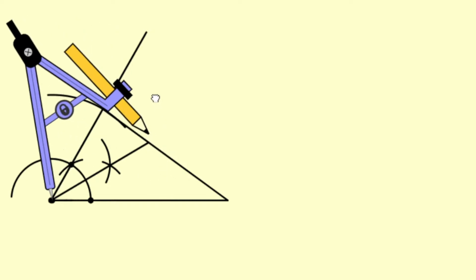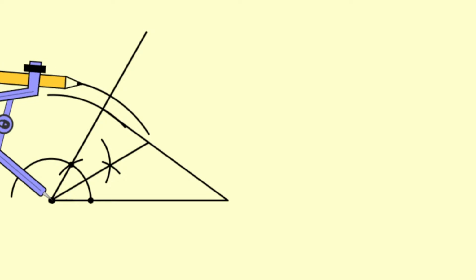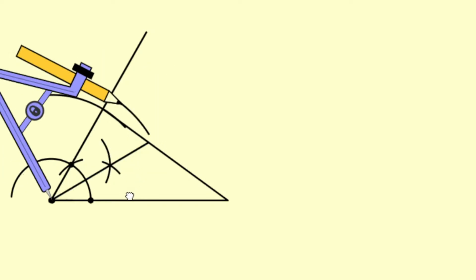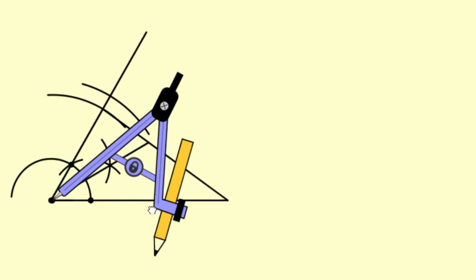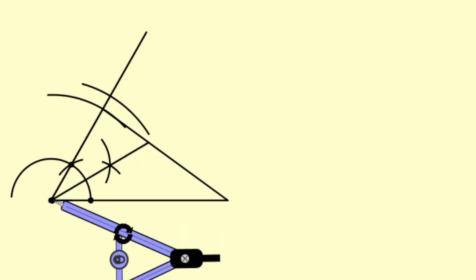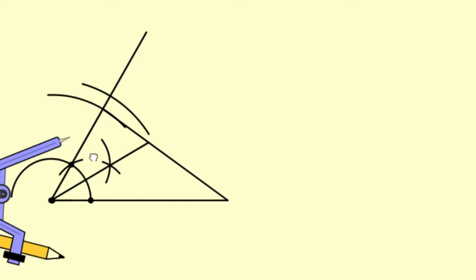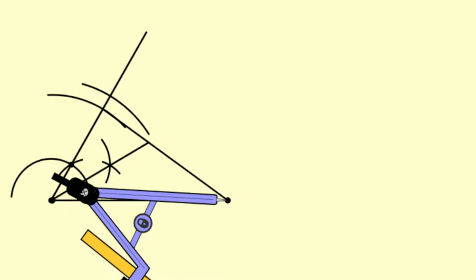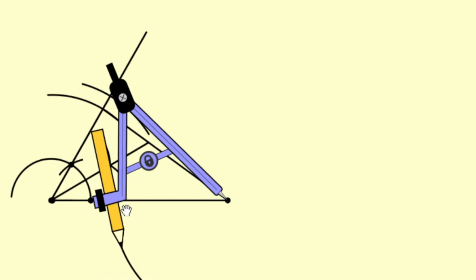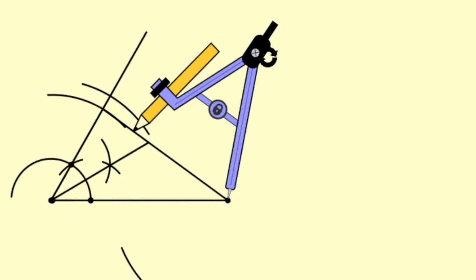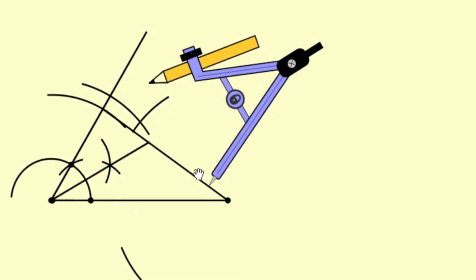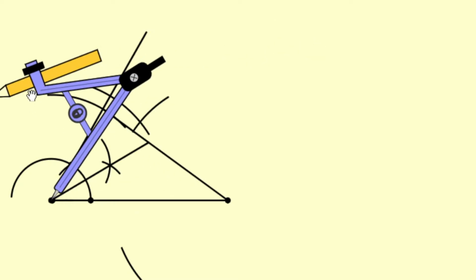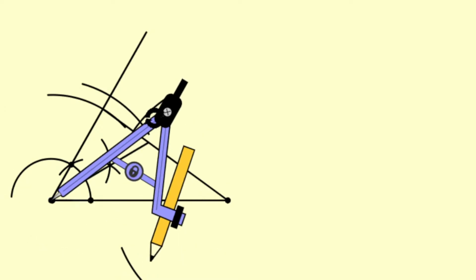From B, draw one arc on the upper side and at the lower side also. Now with the same length of the compass, keep your compass at point C. Draw one arc at the upper side and lower side. The compass length should be the same.